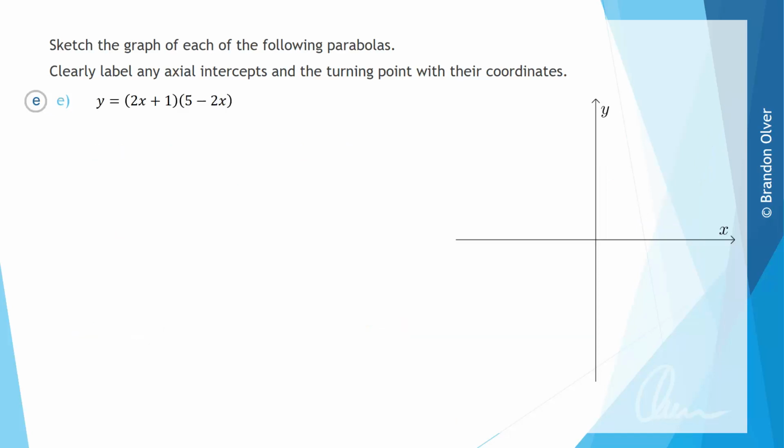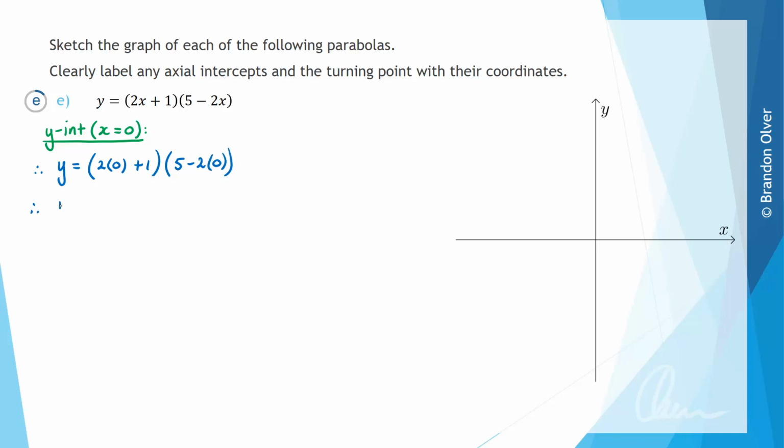So for part E, we'll go through this example fully. And for our sixth example, part F, we'll just give you a brief rundown of the process. So for this one, we have to sketch the graph y equals (2x plus 1) times (5 minus 2x). And once again, we're going to start out by finding the y-intercept of the graph, which is when x is equal to 0. So therefore, we would have y is equal to 2 times 0 plus 1 in the first bracket. And then in the second bracket, we'd have 5 minus 2 times 0.